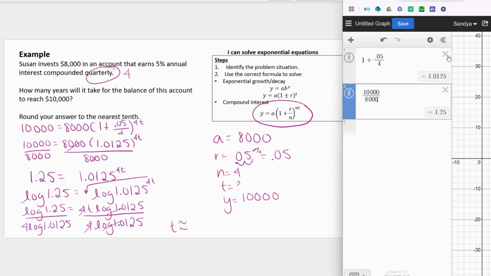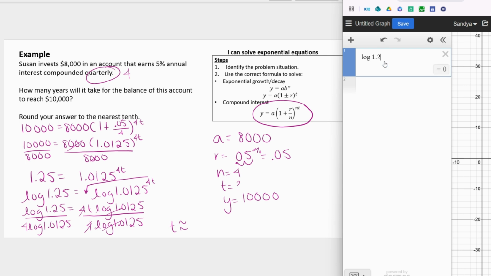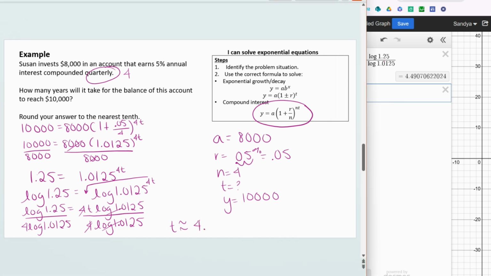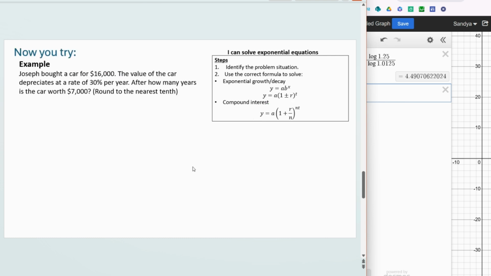So I'm going to clear some of this, and we're going to do log of 1.25 divided by 4 log 1.0125. Okay, and so you can see that is a decimal, which we can round now to the nearest tenth. That means t is approximately equal to 4.5 years. Okay, and that's a reasonable value for the amount of time, right? It makes sense that after about 4.5 years, this is going to go from 8,000 to 10,000 if it's a 5% interest rate compounded quarterly. Now you can go ahead and pause the video and try doing this example on your own.